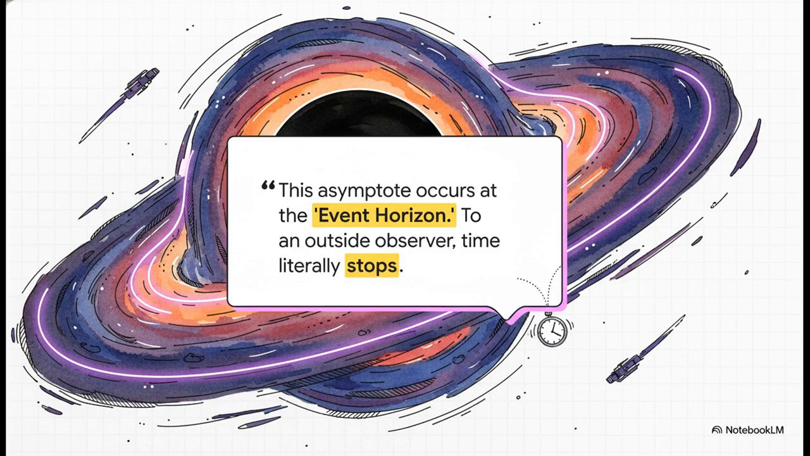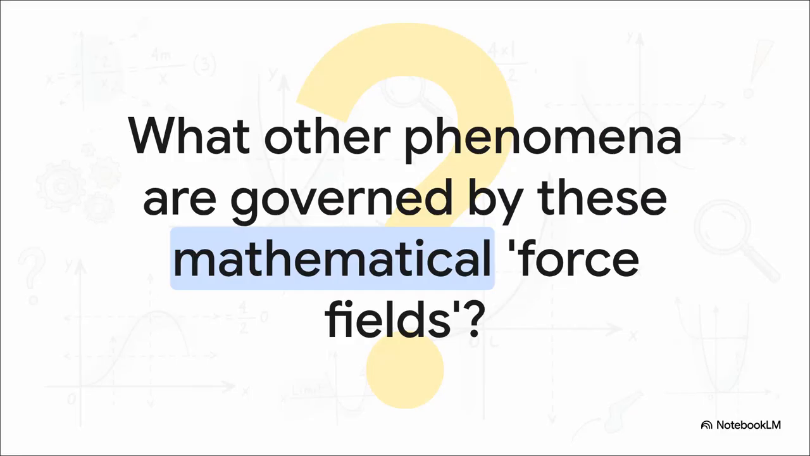How wild is that? This abstract idea from your pre-cal class is actually describing a fundamental law of the entire cosmos. It just makes you wonder, right? If something as cosmic as a black hole is defined by a vertical asymptote, what else out there is? What other things in the real world, in economics or biology or engineering, might be secretly governed by these same mathematical force fields, these points where things just explode to infinity?